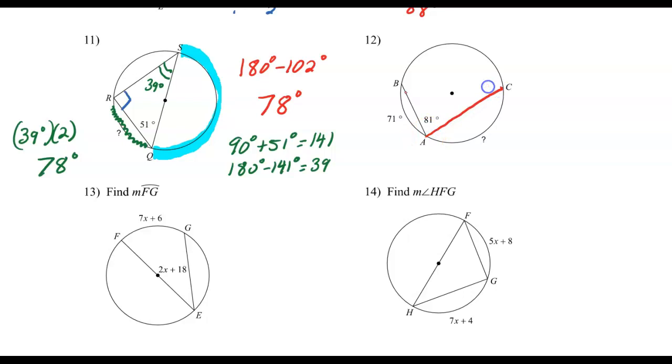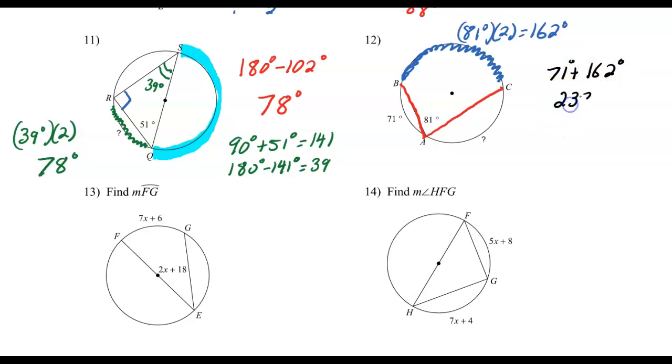In problem number 12, I'm going to trace the angle. This arc in blue is 81 degrees times 2, which is 162 degrees. The angles in a circle add up to 360. So I'm going to add those two numbers up, get 233. To get this green arc, we'll say 360 minus 233, and we'll get 127 degrees.